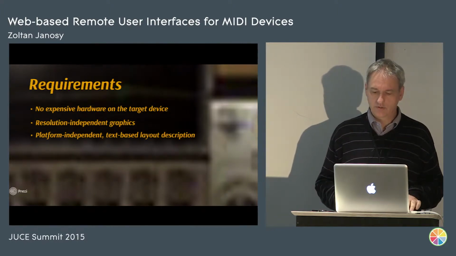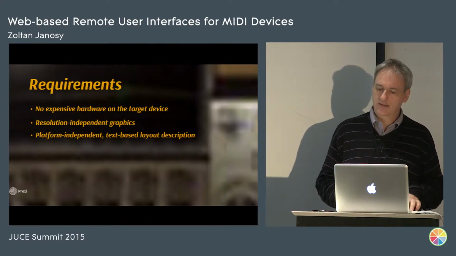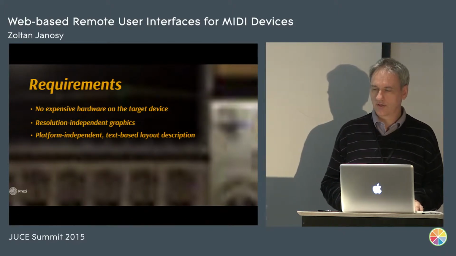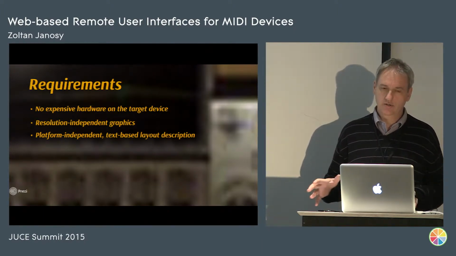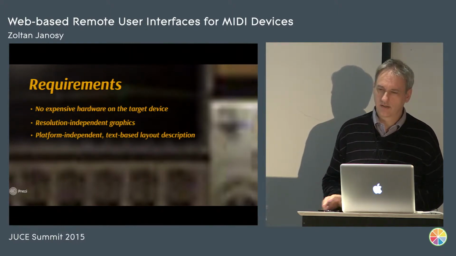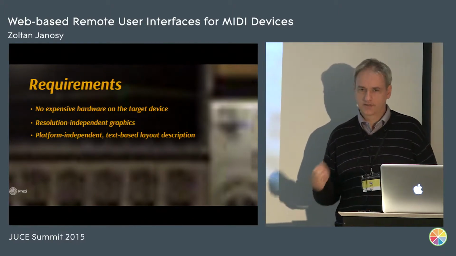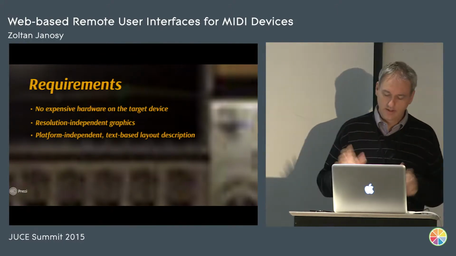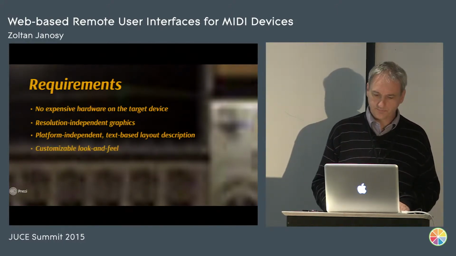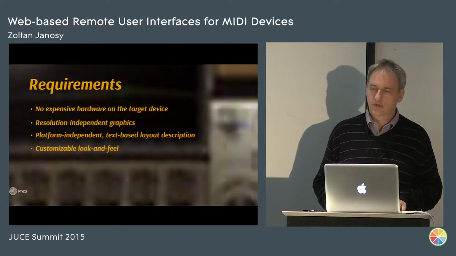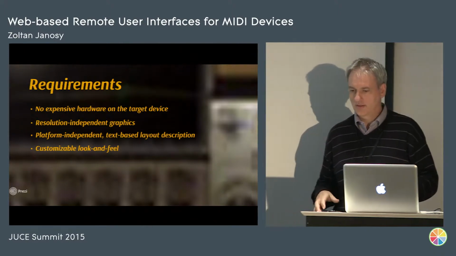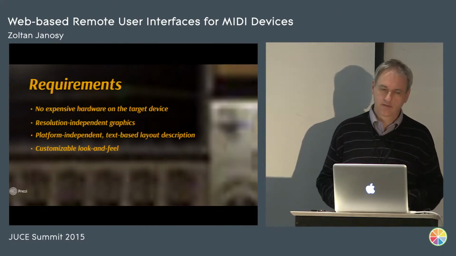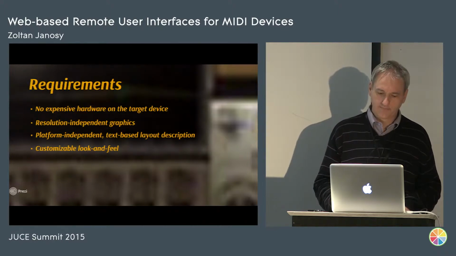It would be very good to have a platform-independent text-based layout description, because we really don't want to write C code for all the UI stuff. Basically, we are talking about simple UIs that have some buttons and sliders and text fields, so it's not anything very complicated. But it should have customizable look and feel, because manufacturers want to have a specific style or colors.